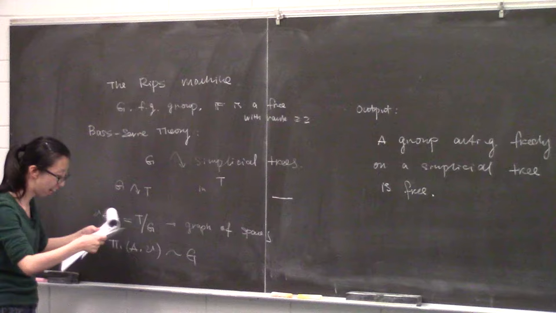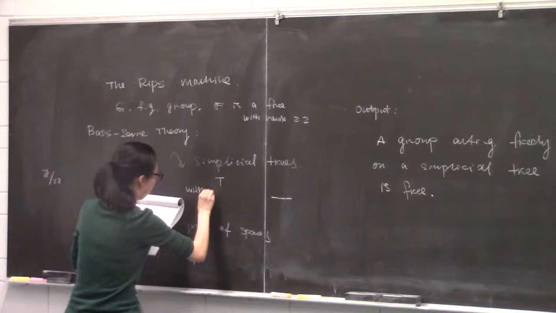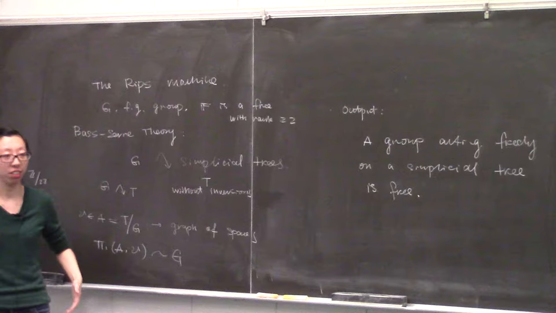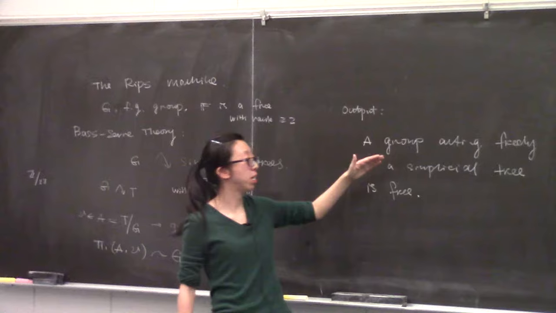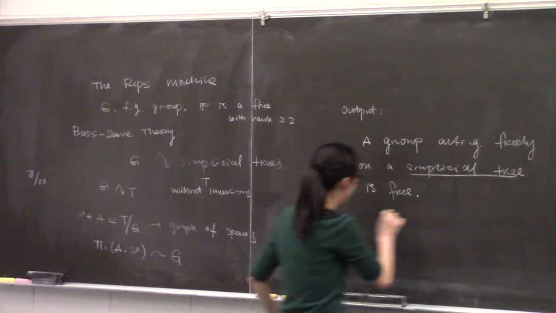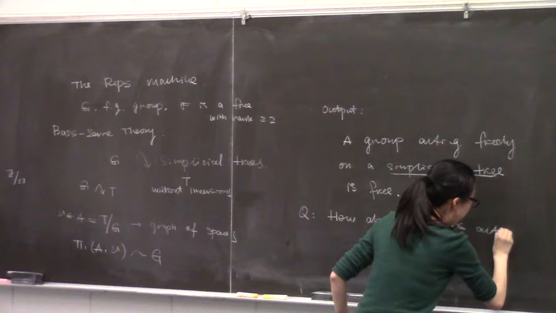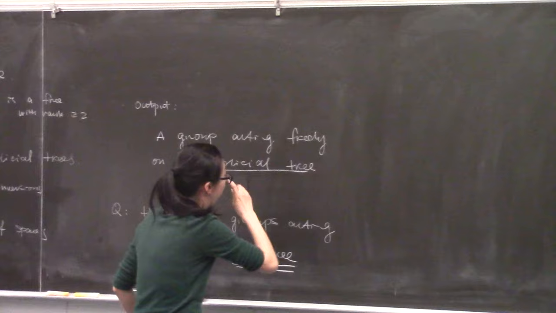So the action without inversions. As Professor mentioned, there's a more general tree. So instead of a simplicial tree, you could ask the same question: how about groups acting freely on R trees? So let me give the definition for an R tree first, or a real tree.